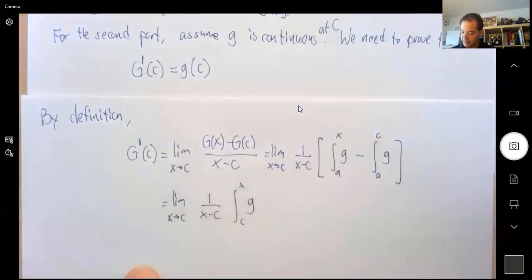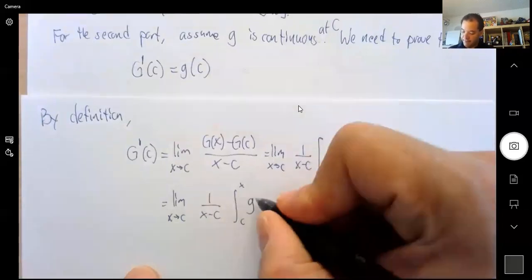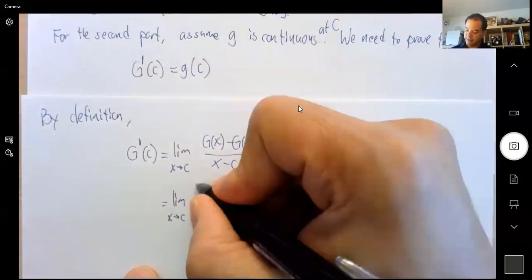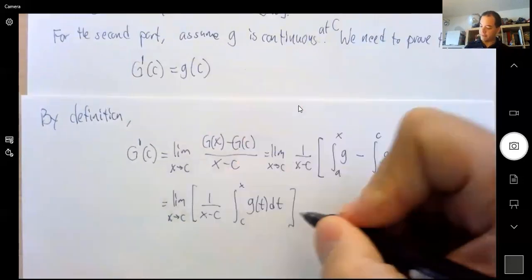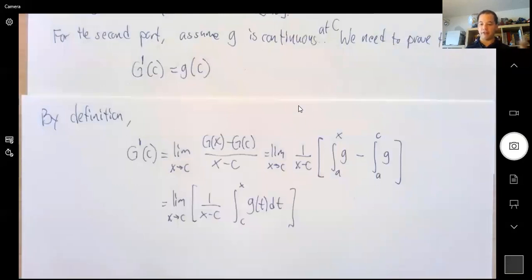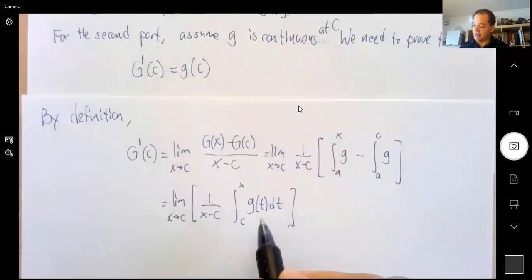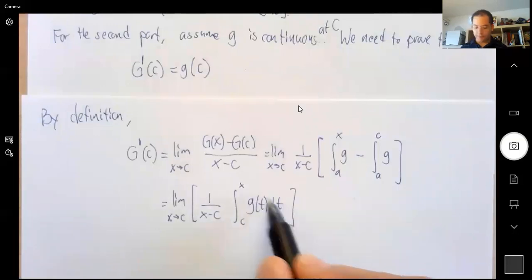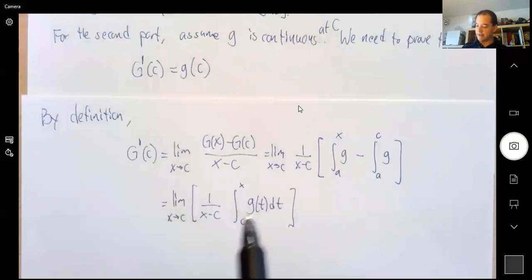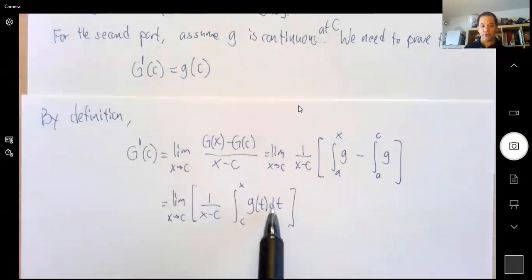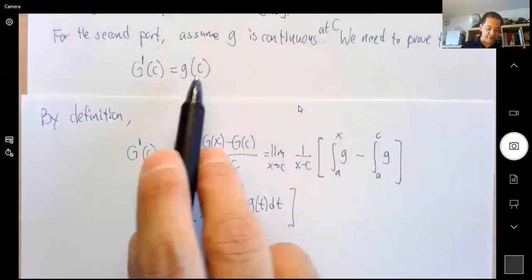And if you want, let's put the variable here. The book tries to keep it as clean as possible, so they avoid cluttering the expressions with lots and lots of variables. But in this case, since we have so many things, we may as well put the variable of integration here, the dummy variable. So this is the derivative, and we would like to evaluate it. And more than that, we would like to show that the answer is going to be g of c.